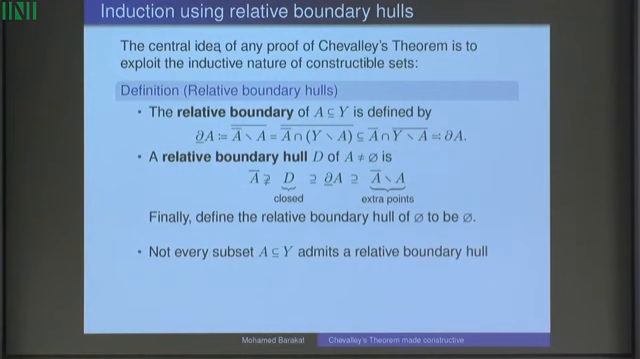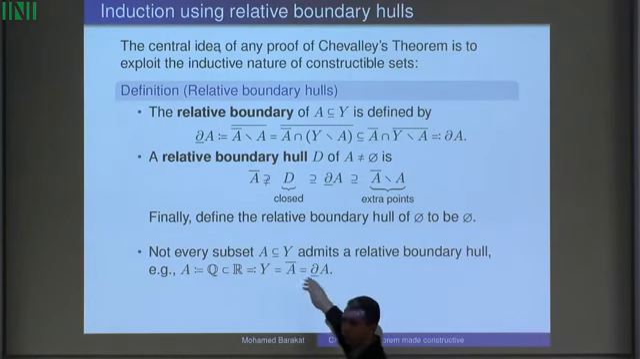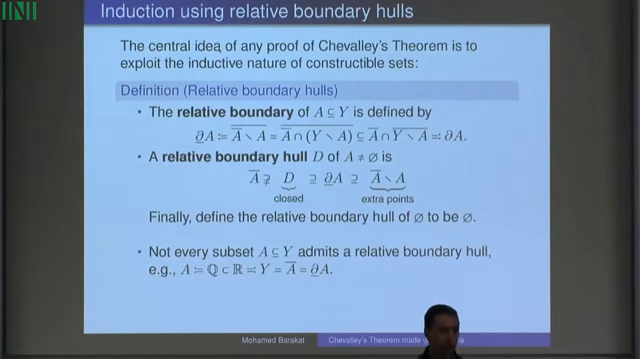So this is a word of caution. Of course, every set has a relative boundary, but not every set has a relative boundary hull. And here is a simple example, not in Zariski topology, but in classical topology. You'd look at Q as a subset of R. And in this case, you quickly see there is no relative boundary hull, because in this case, the closure and the relative boundary coincide.